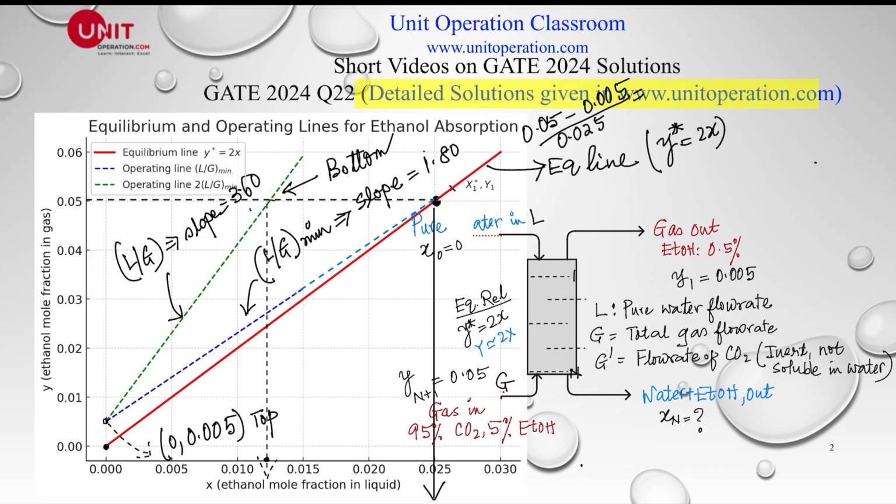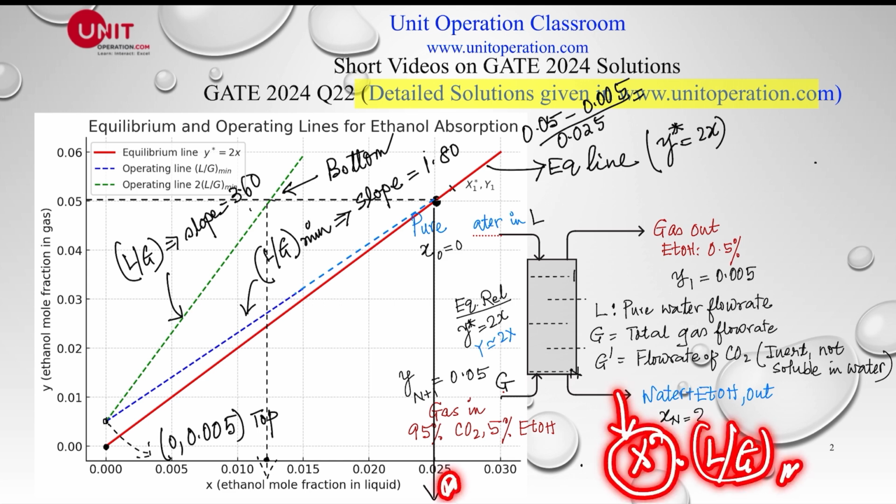So what we do, this is actually 0.05. So from the 0.05, we draw a horizontal line where it intersects. So we come down straight right here. So that would be basically under L over G minimum. Under L over G minimum, what would be the value of X coming out, that is the concentration of ethanol in the liquid stream coming out only under L over G minimum, that is given by this point here.